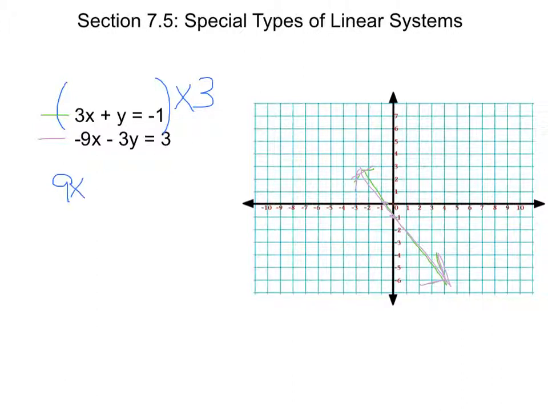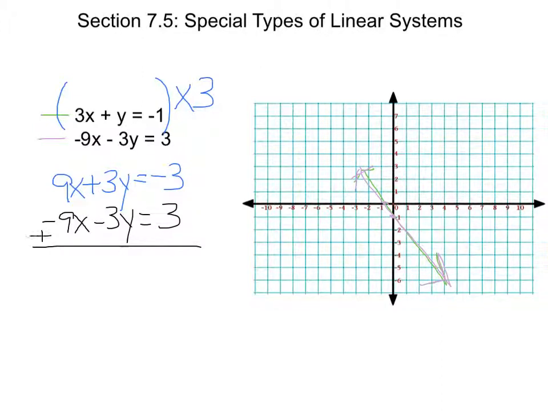Up at the top, we're going to have 3y. So we have 9x plus 3y, and that's going to equal -3. The second equation, we don't have to do anything. We're going to have -9x and -3y and a +3. If you take a look at everything, you're going to notice that our x's, we have a +9x and a -9x. A positive and a negative 9, that's going to cancel. A +3y and a -3y, that's going to cancel.